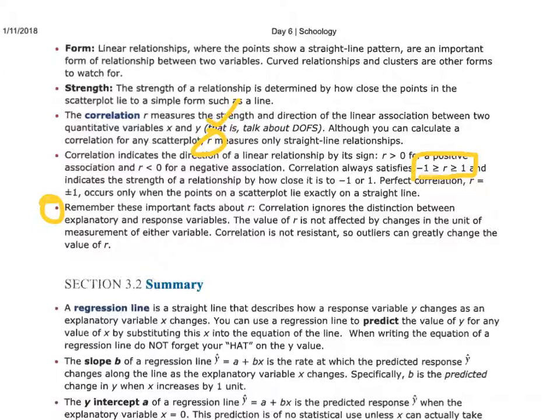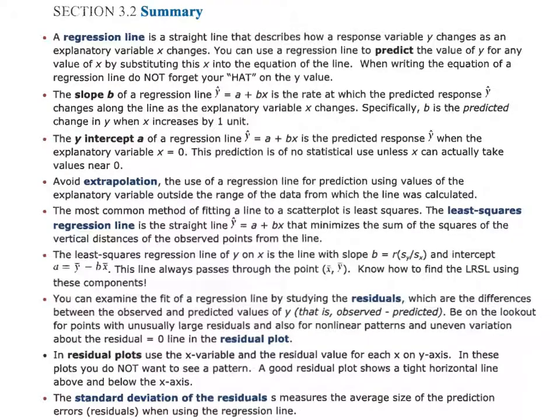This last bullet point here is important to talk about for correlation: the value of R is not affected if you were to change the explanatory and response variables around. So if you flip-flopped X and Y or you found your inverse, the R is still going to be the same value. The correlation is also not resistant to outliers, so that means it's impacted greatly if there's an outlier in the data set. Your correlation will be adjusted probably where it shouldn't be.